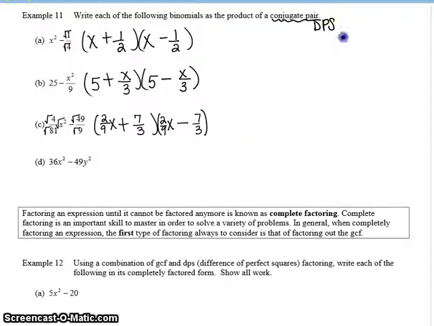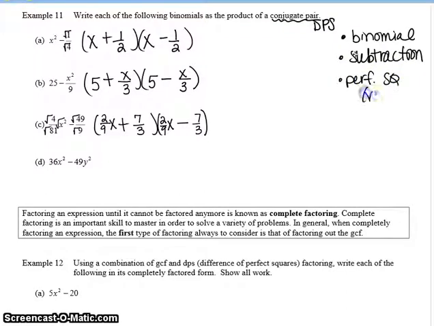Okay. There's three things that are important for DPS. It has to be a binomial, which means two terms. It has to be subtraction. And everything has to be a perfect square. Okay? It has to be a perfect square. Now for the variables, in order for a variable to be a perfect square, it has to have an even power. So it's going to be like x raised to the even power. And then you just divide that by 2 to get the answer. So if it said x to the 4th, it would be x squared. If it said x to the 6th, it would be x cubed.